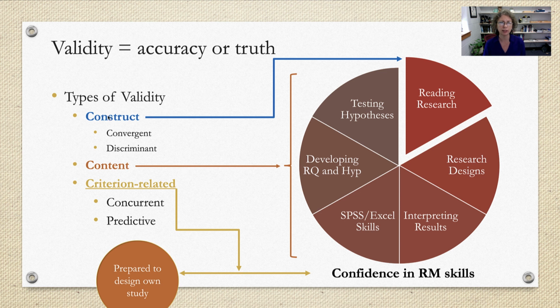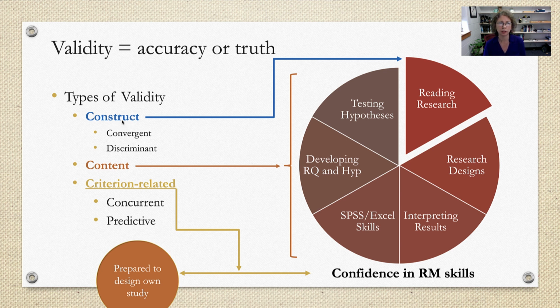The type of validity that would be content is saying that all of these areas make up the confidence in research method skills construct that we're trying to measure. Like if I only asked students about how confident they are in testing hypotheses, that would not be enough information to really know if they're confident in research method skills across the board, right? So content validity is saying, is all of the content of this area represented?